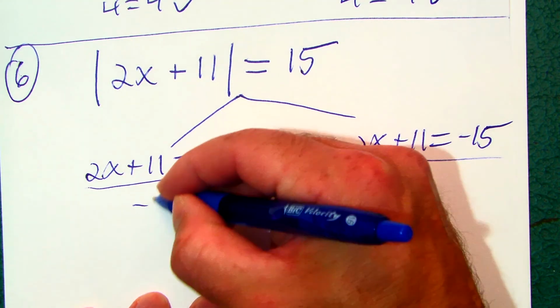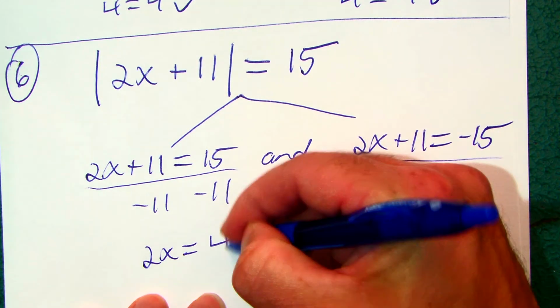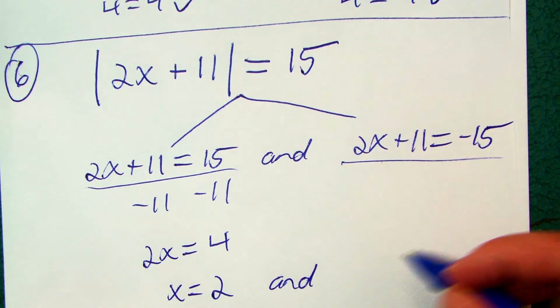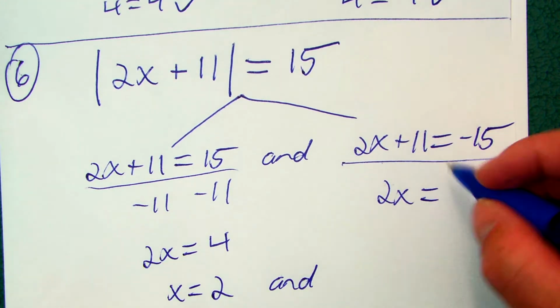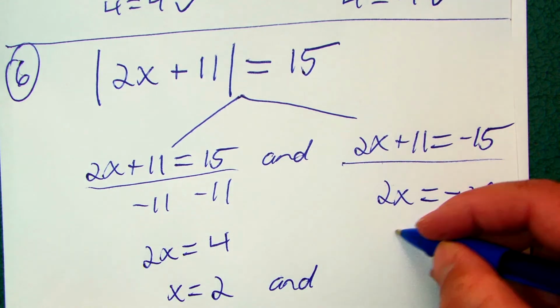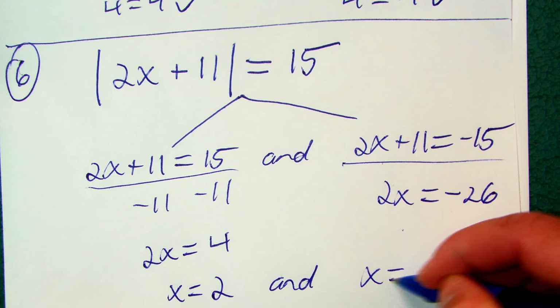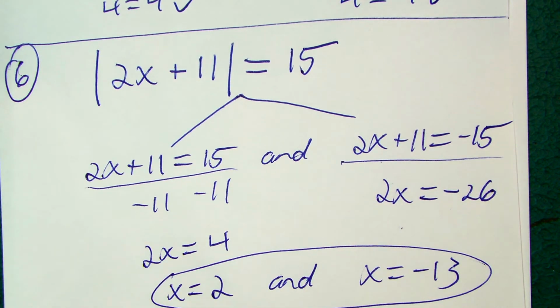Subtract 11 from both sides. We get 2x equals 4, so that means x equals 2, and we get 2x equals negative 15 minus 11 is negative 26. So we get 2x equals negative 26, so x equals negative 13. All right, so two answers, x equals 2 and x equals negative 13.